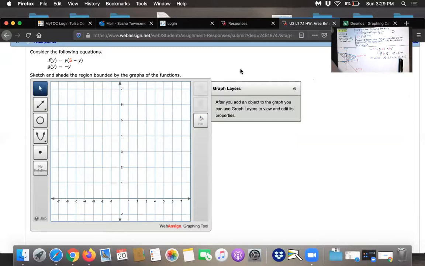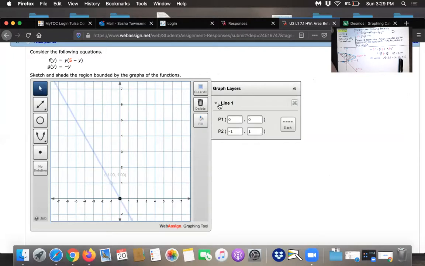Okay. So the first thing I want to do is graph the line first. I'll grab this line tool, and then you just have to plot 2 points on the line. I will plot 0, 0 as one point on the line, and X equals -1, Y equals 1 as another point on the line. And if you look at the drop-down menu on the right, it shows that I've plotted 0, 0 and -1, 1. That's exactly what I want to do.